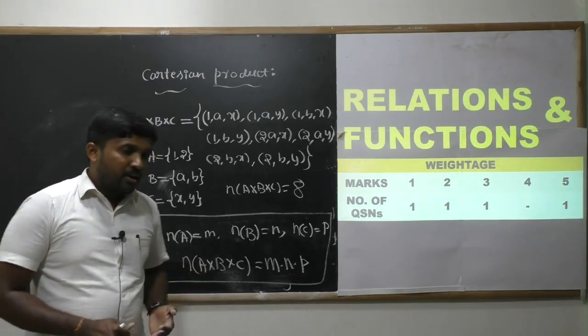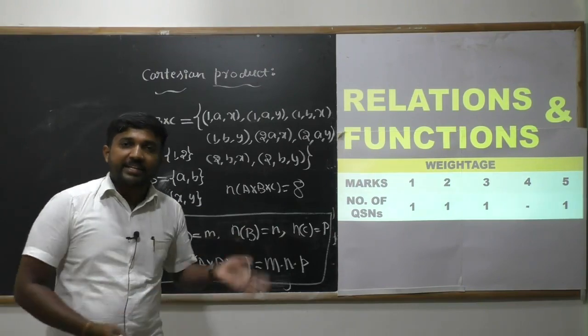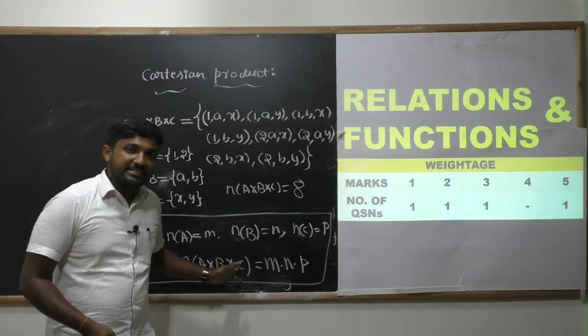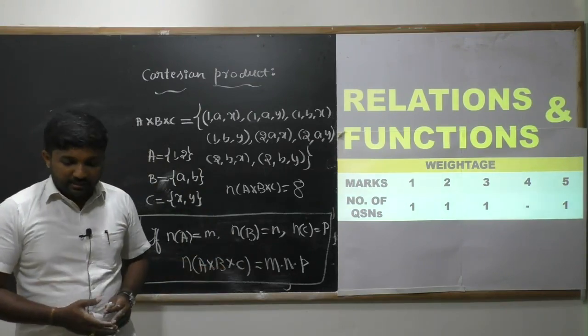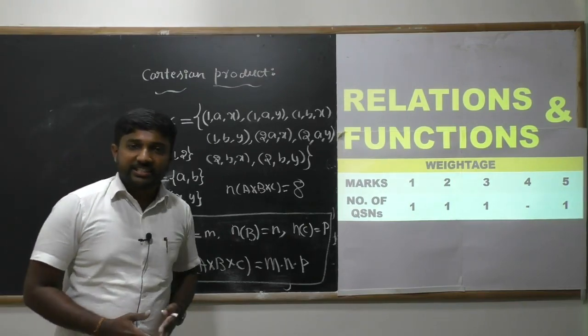Now we learned the cross product between 2 sets and the corresponding remarks, and also we discussed the cross product between 3 sets and the result about the number of elements. Students, now we go to the first exercise of relations and functions.